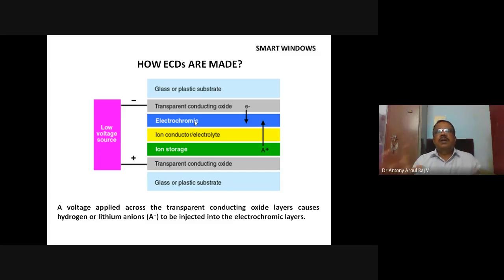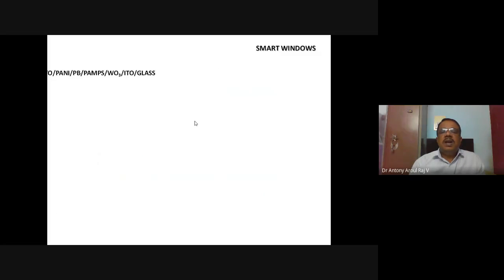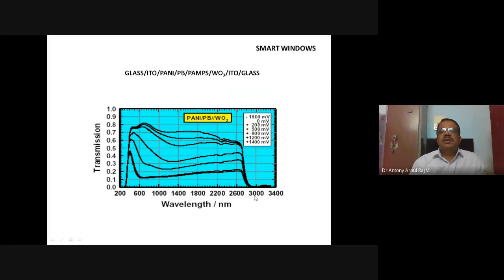Because of that, it will go for blocking the sunlight. Just now we have seen the molecules are not arranged properly, then they get aligned, and then it will try to block the light. And if it is happening in steps, then it is good for us. You can see here that depending on the voltage, the transmission of light varies.